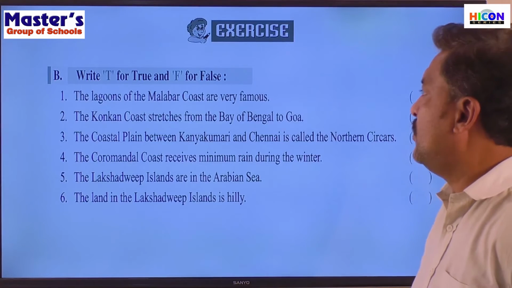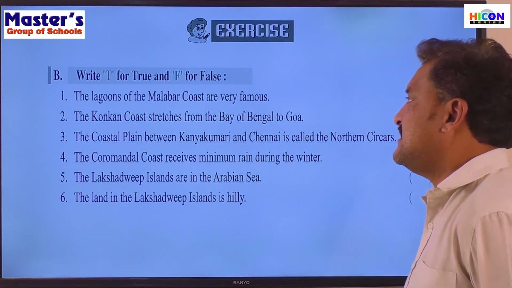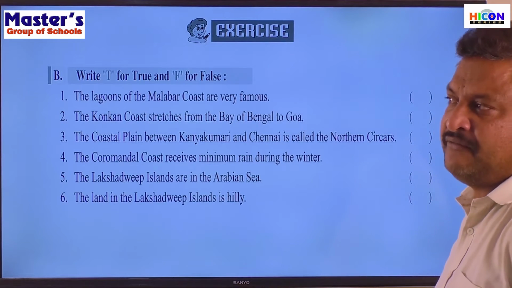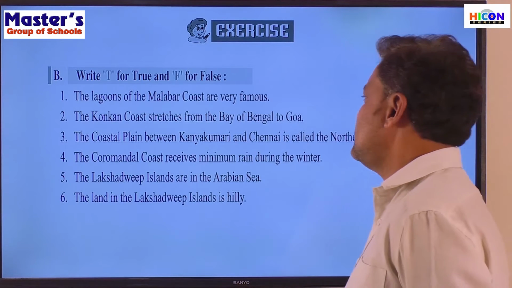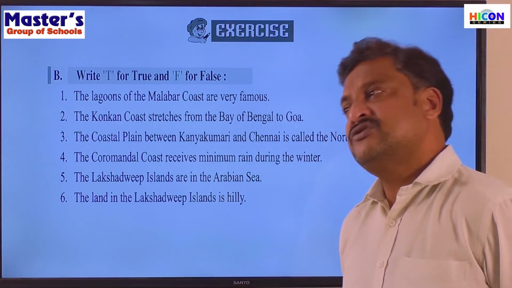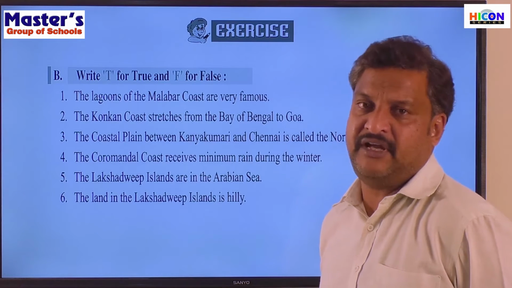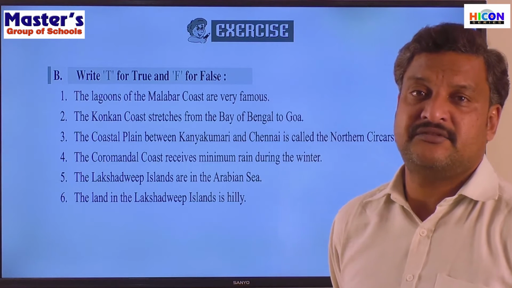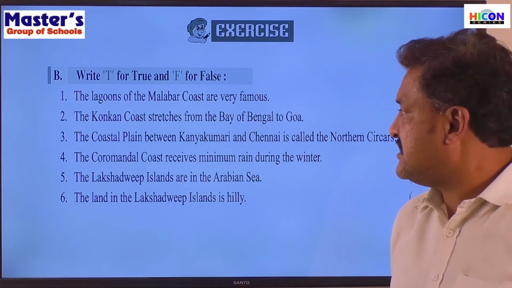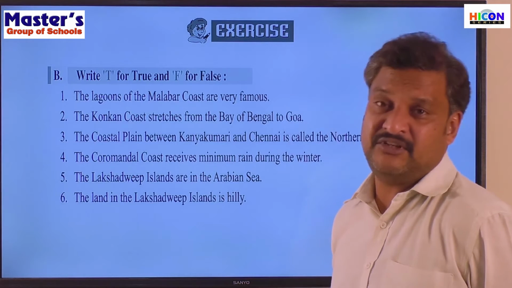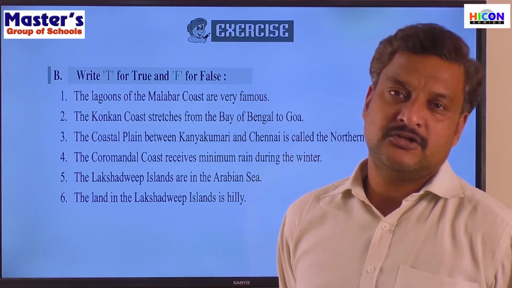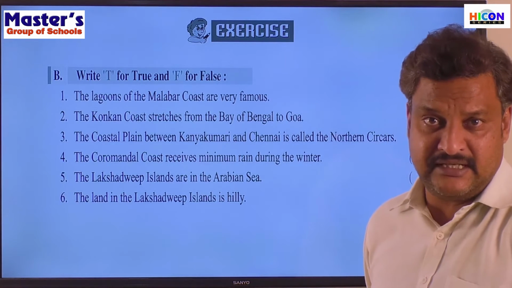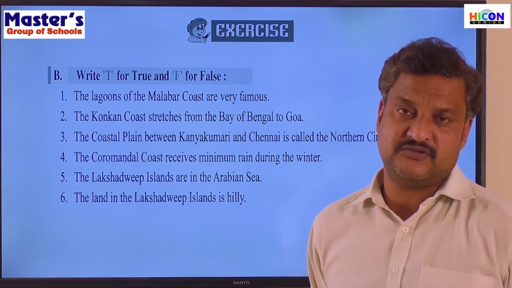Write T for true and F for false. So 6 sentences are given there. We need to read these sentences and check whether they agree with what we have learned in the lesson. Sometimes they will give us wrong information in the sentence. In case they do not match, or are against what we have learned in the lesson, then we need to mark those sentences as false. If the sentences agree with what we have learned in the lesson, then that is a true statement. If it is opposite to what we have learned, we have to mark that as false, right?